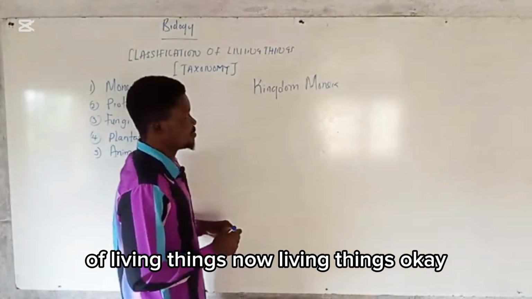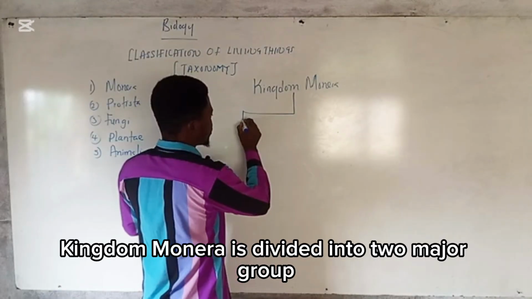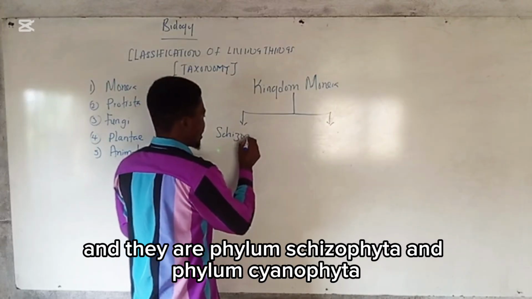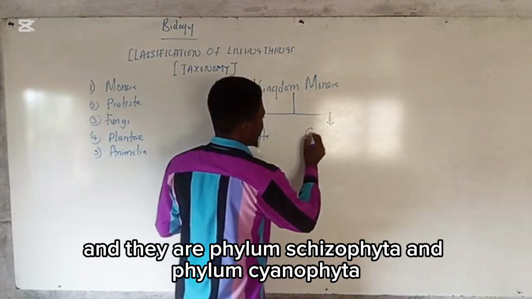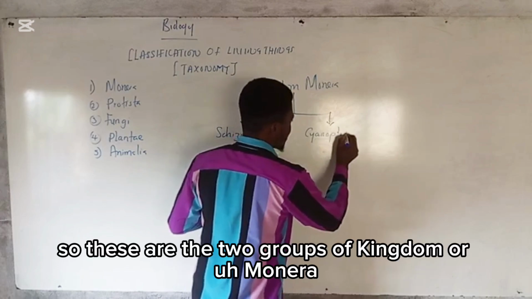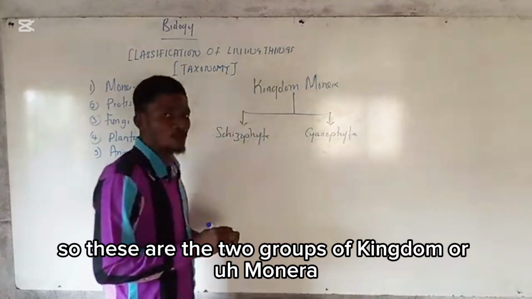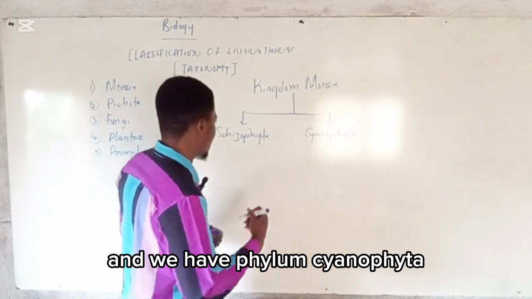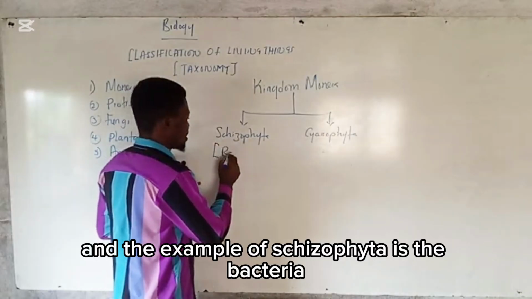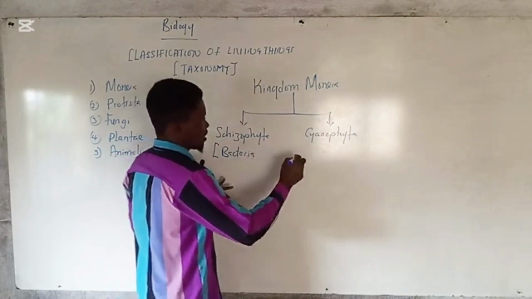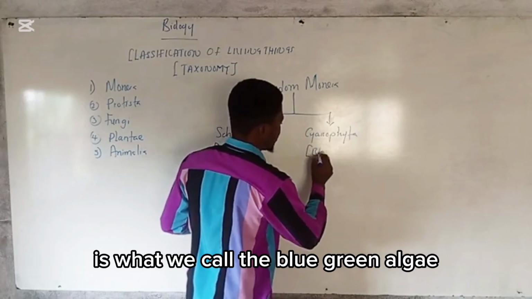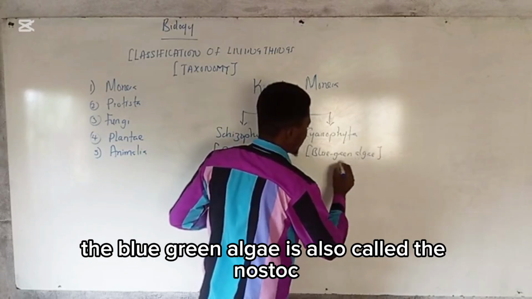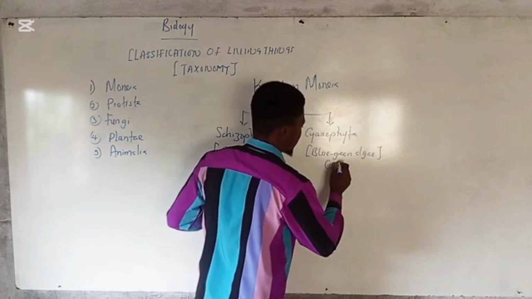Of living things. Now, kingdom Monera is divided into two major groups, or two phyla, and they are phylum Schizophyta and phylum Cyanophyta. So these are the two groups of kingdom Monera. We have phylum Schizophyta and we have phylum Cyanophyta. And the example of schizophyte is the bacteria. An example of Cyanophyta is what we call the blue-green algae. The blue-green algae is also called the nostoc.